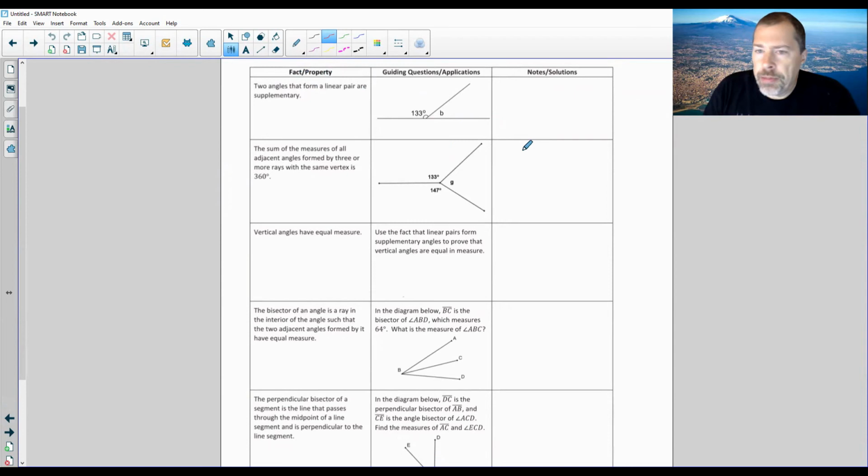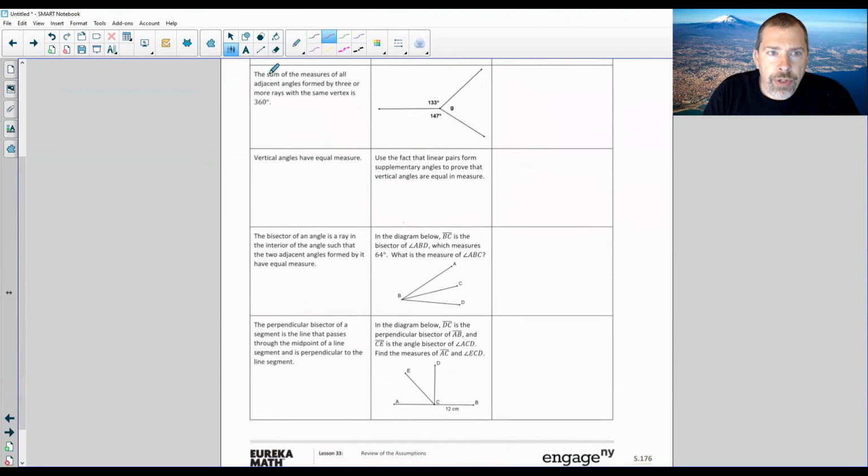So the measure of angle B equals 180 minus 133. If I subtract those, 10 minus 3 is 7, 7 minus 3 is 4, and 1 minus 1 is 0. The measure of angle B is 47 degrees. Okay, there's fact 1.